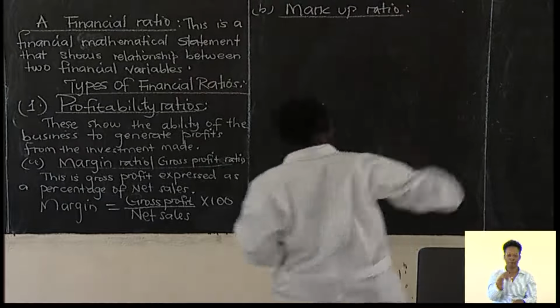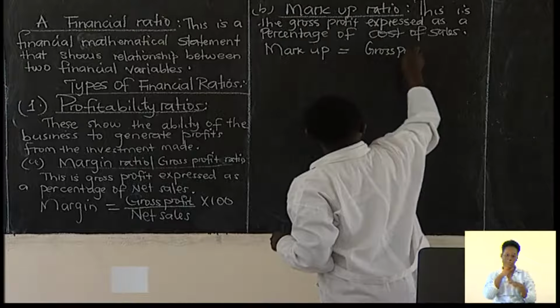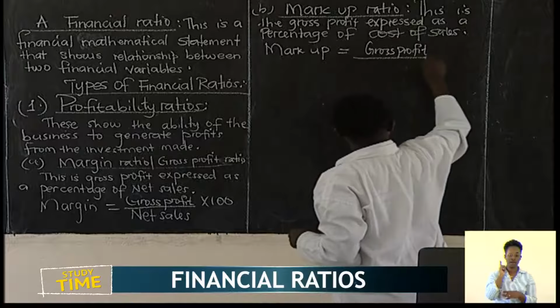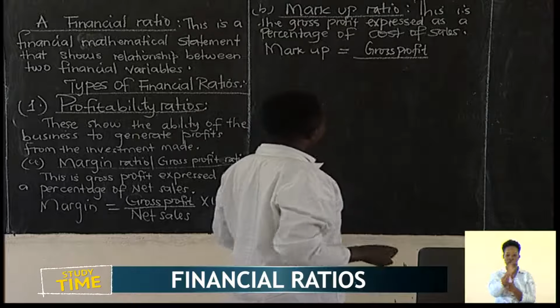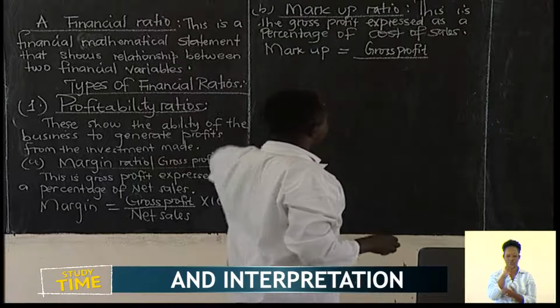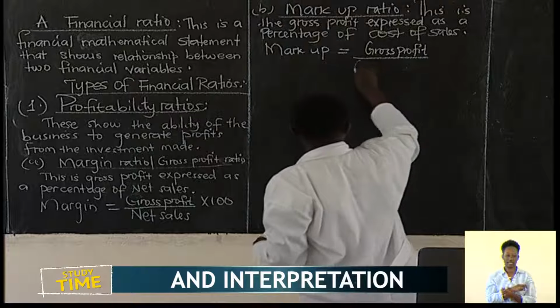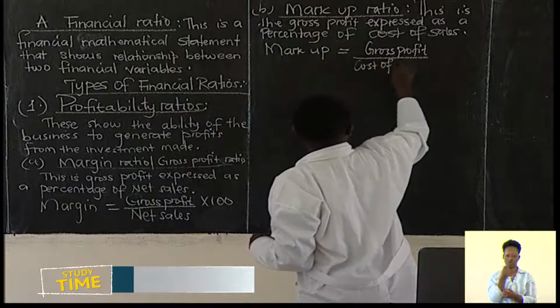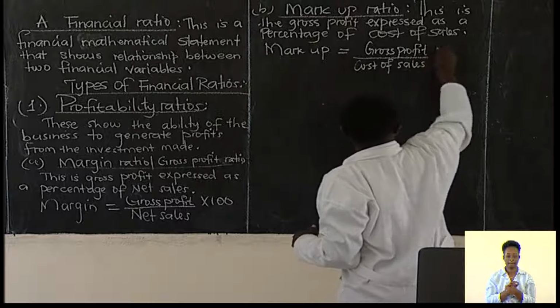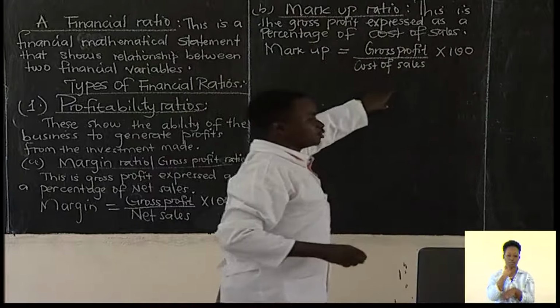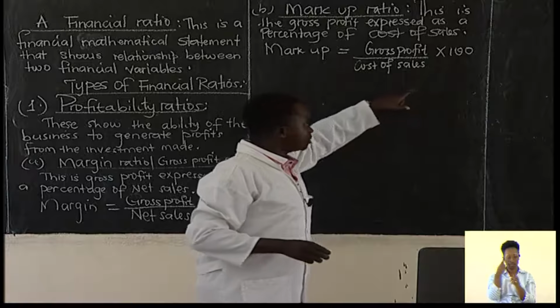So how can we generate now the formula that we shall be using here with the gross profit markup? So markup, therefore, how shall we calculate it? Markup will be equal to gross profit. Because it is a percentage, it is gross profit expressed as a percentage of cost of sales. So you will divide by cost of sales. Then you multiply by 100. The answer will be in percentage.